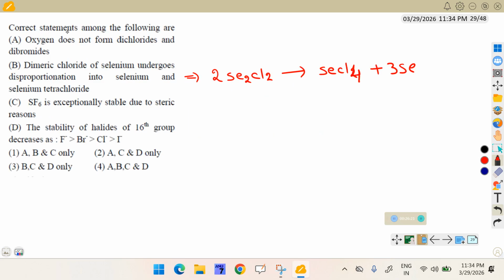Correct statements among the following. Oxygen does not form dichlorides and dibromides. Correct. Oxygen forms oxyfluorides only. Oxyfluorides are possible, those are OF2 and O2F2. In oxyfluorides, oxygen exhibits positive oxidation state.